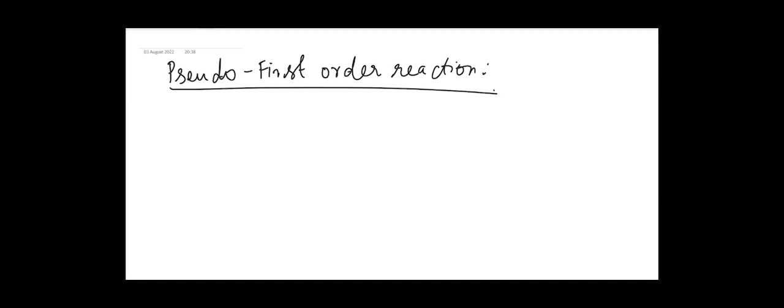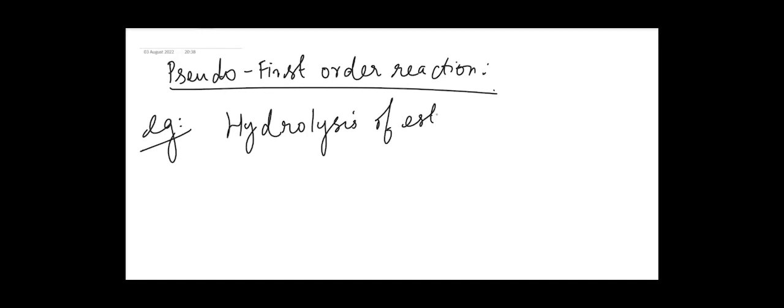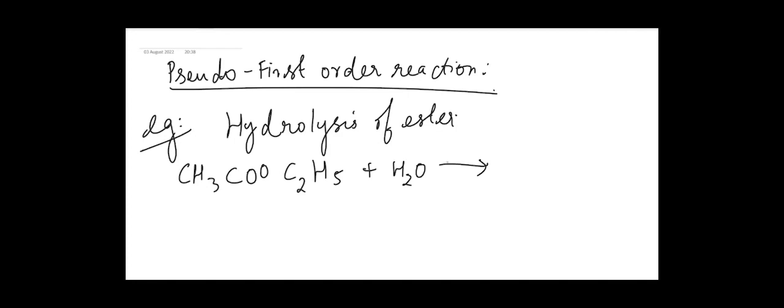So we can understand it with respect to an example. The example of this pseudo first order reaction is the very famous hydrolysis of ester. Now say suppose we can consider this simple ester whose hydrolysis equation is given by this, which breaks to give acetic acid and ethyl alcohol. Now in this reaction what happens is we usually add excess of water.